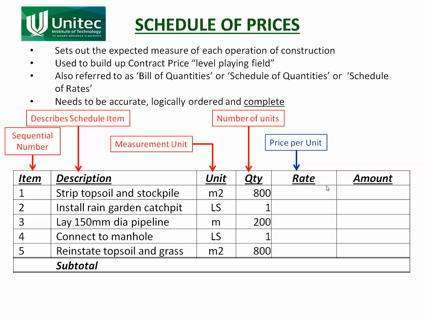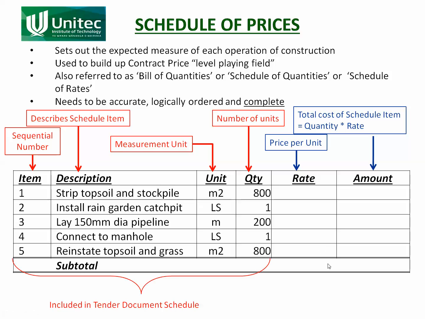Now these blue ones, notice that these next two columns are actually left blank because they are filled in by the tenderers. So in the tender document that goes out to the tenderers, this is left blank because it is filled in by the tenderers. There are some exceptions. If you've got a contingency sum or a provisional sum or a prime cost, you'll fill this in, but otherwise everything else is left blank for the contractor to fill in.